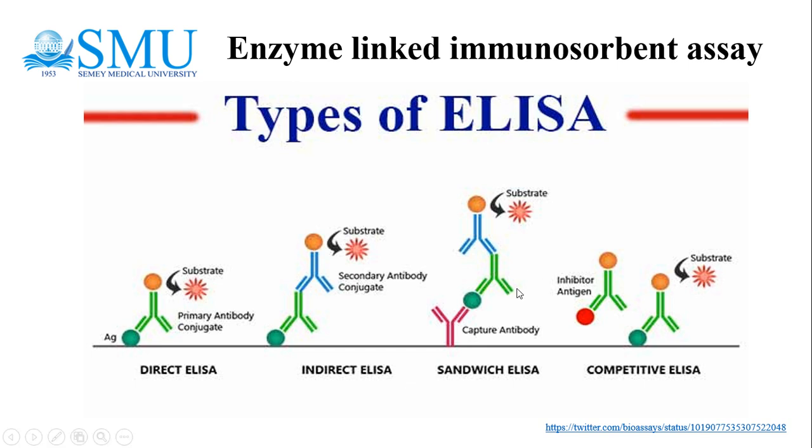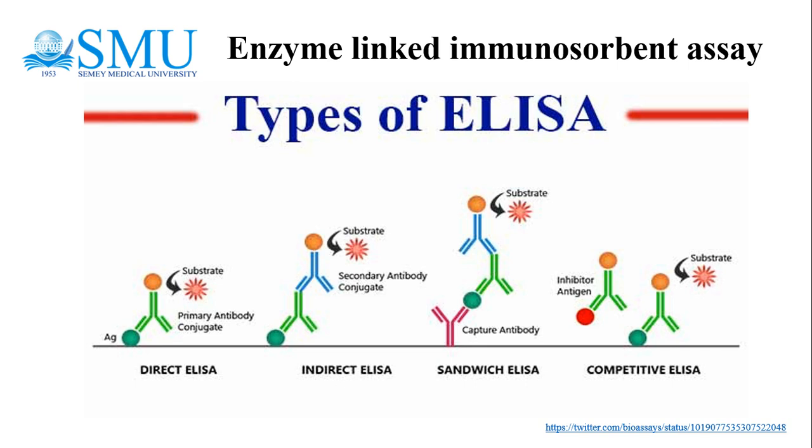And next, sandwich ELISA. It detects the antigen in test serum. It is so named because the antigen gets sandwiched between a capture antibody and a detector antibody. There are two types of sandwich ELISA, direct and indirect, depending upon whether the detector antibody is a primary antibody, direct, or a secondary antibody, indirect.